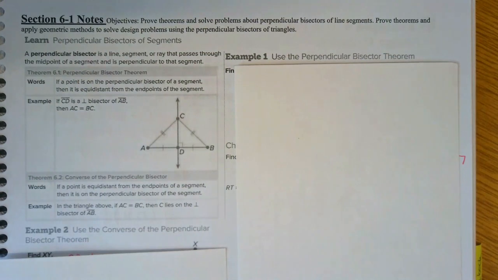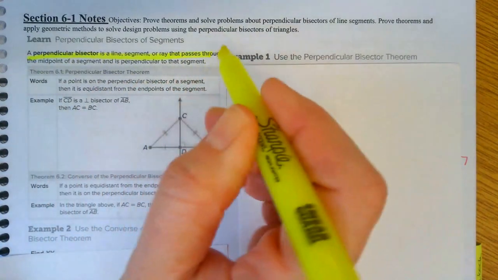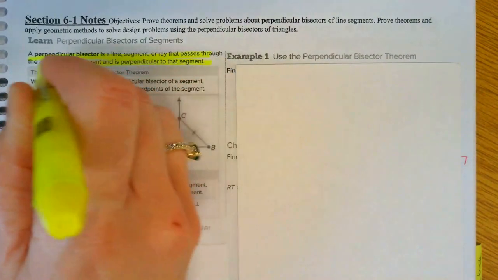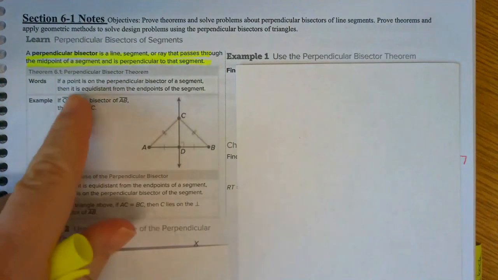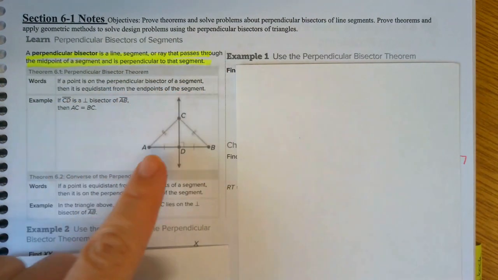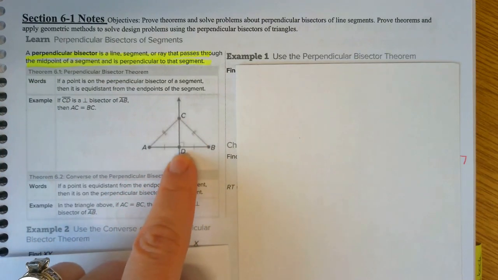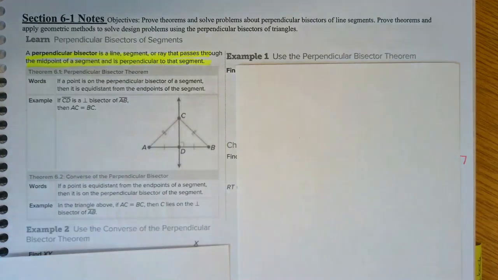Perpendicular bisector theorem. We know that if a point is on the perpendicular bisector of a segment, then it's equidistant from the endpoints of that segment. So in other words, the side that it is bisecting, we know it's going to be congruent.